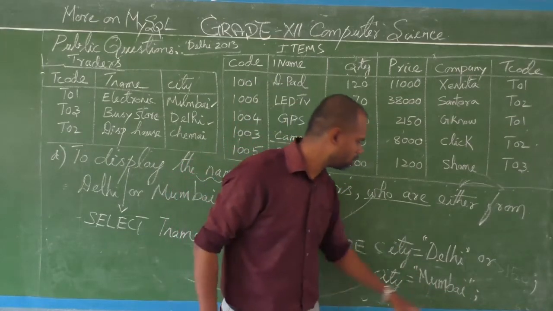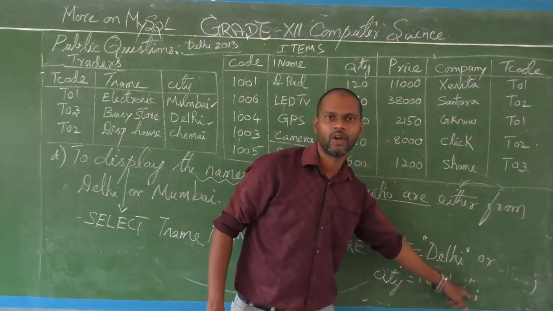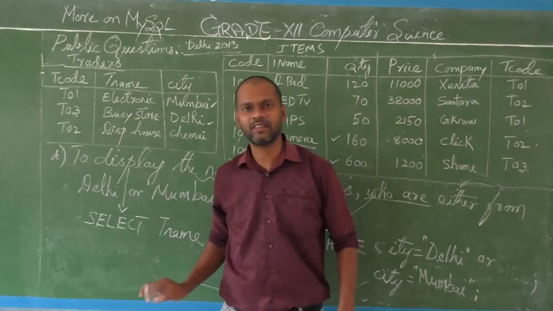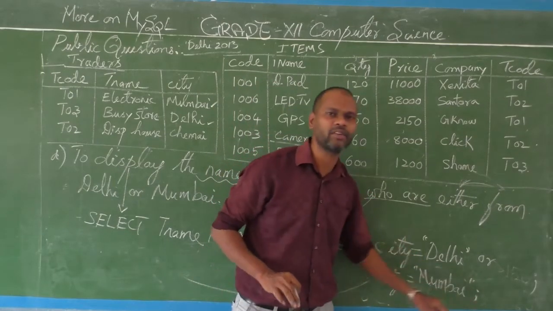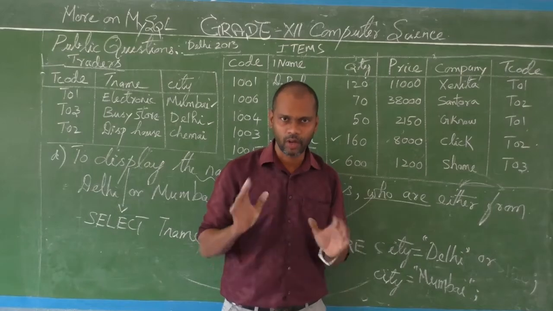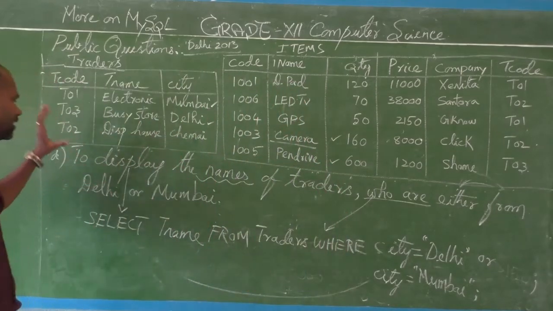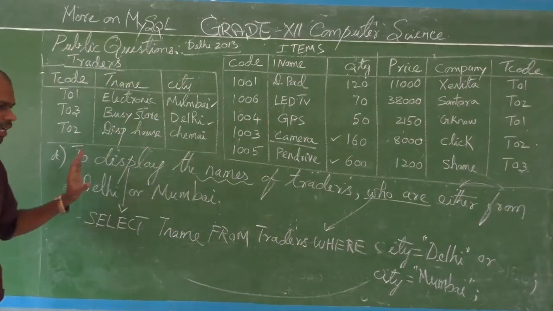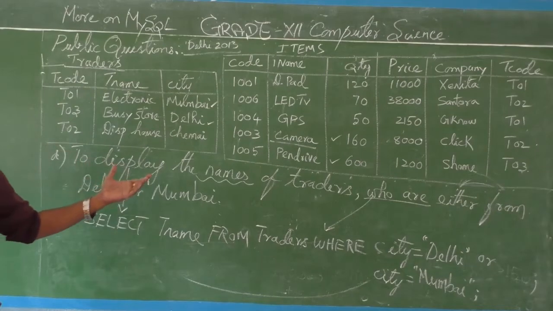And don't forget to put the semicolon at last. Okay? If any data is missing, even if the semicolon is missing, half mark will be reduced. Got it? So for this information, this is the SQL query. So keep in mind. Shall we go for the next question? Okay, right.